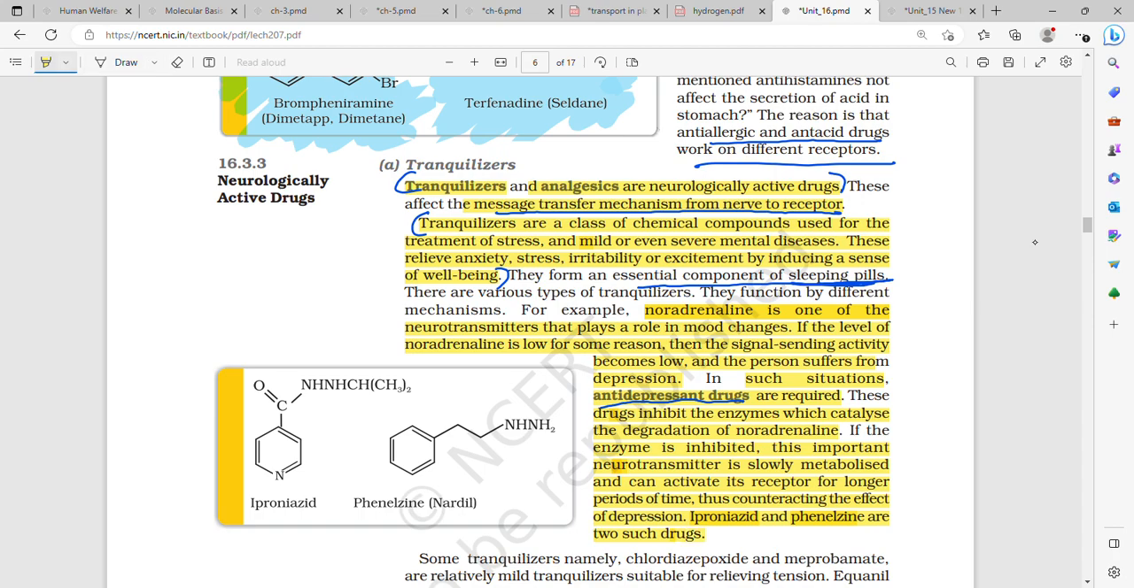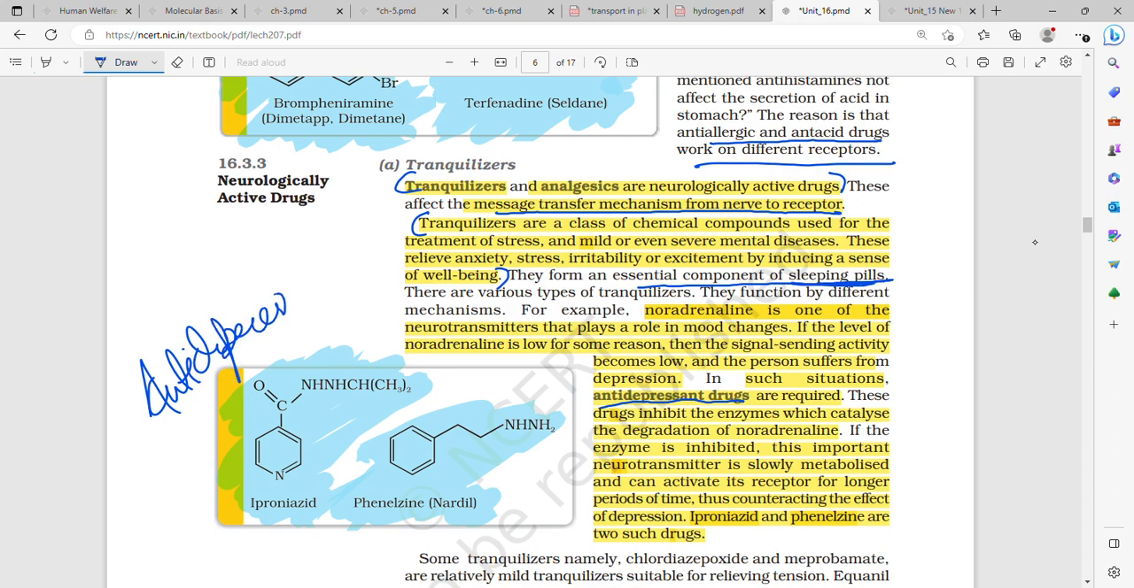Iproniazid and Phenelzine, also called Nardil. These both are examples of tranquilizers or antidepressant drugs. They are antidepressants.